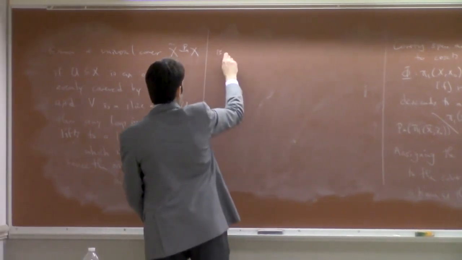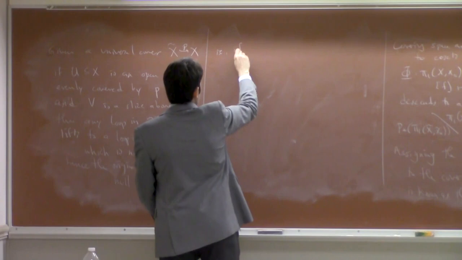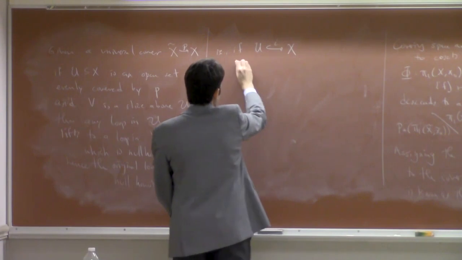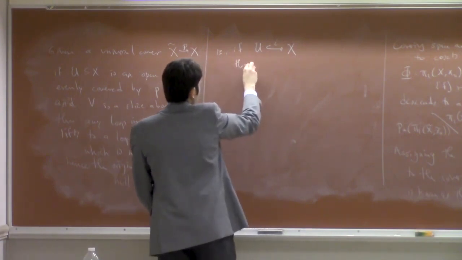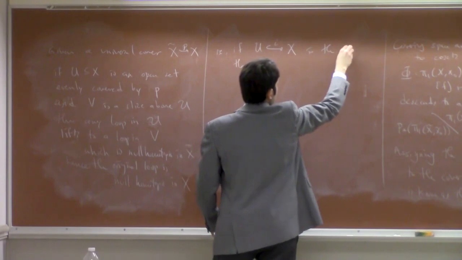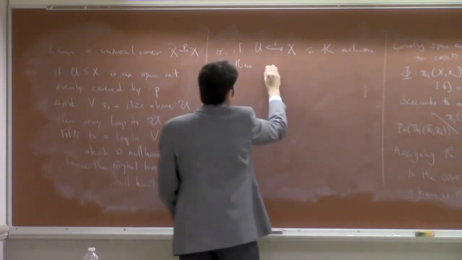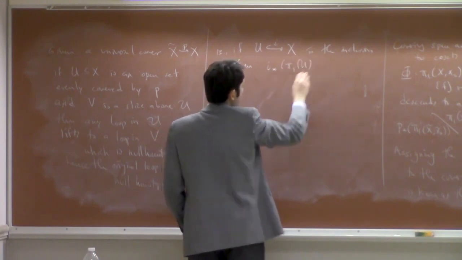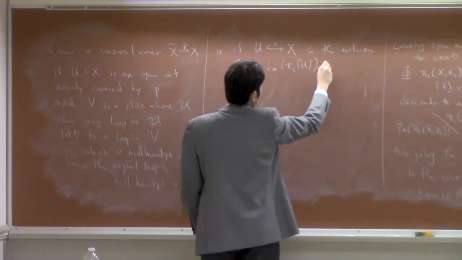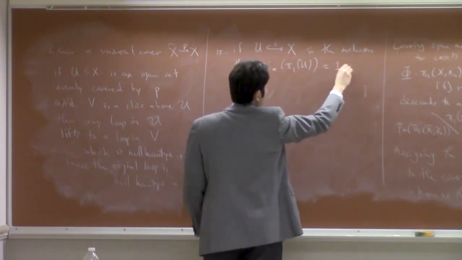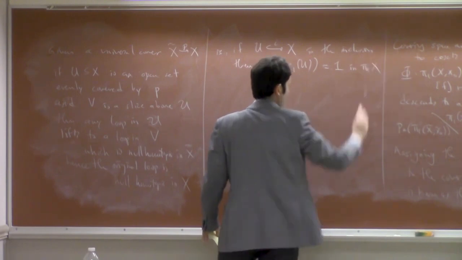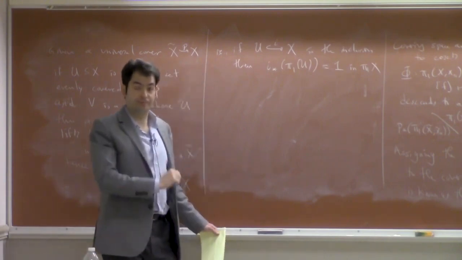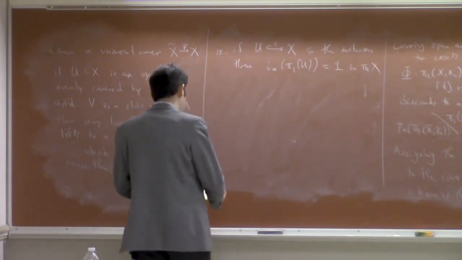So another way of saying that is that if we include this set in X into X, so if this is the inclusion, then the image of the fundamental group is trivial. So this is equal to 1 in pi 1 of X, or 0. It's a trivial subgroup of pi 1 of X.